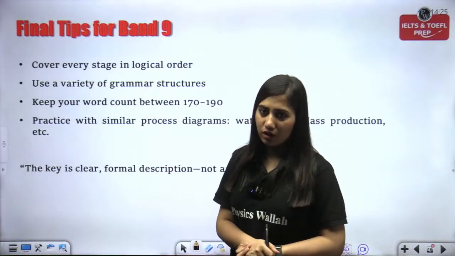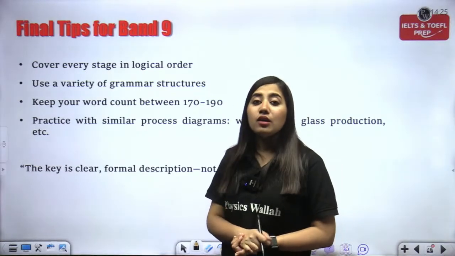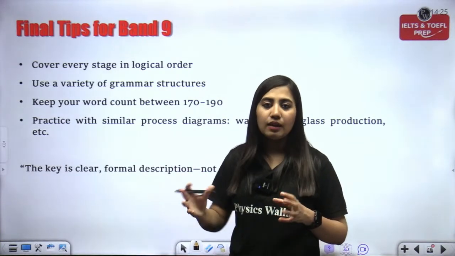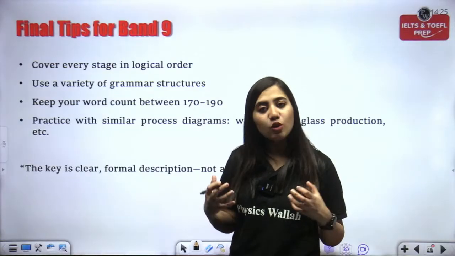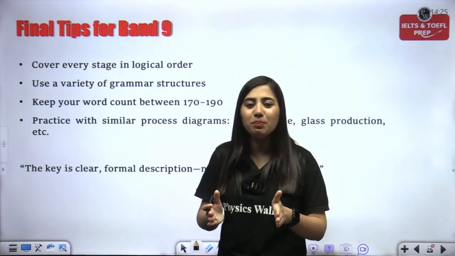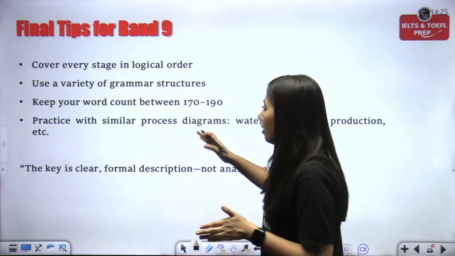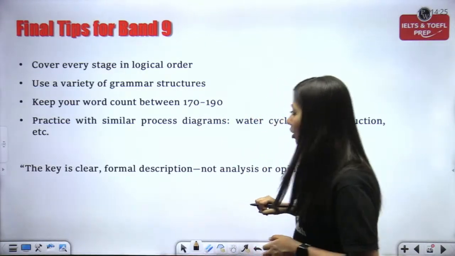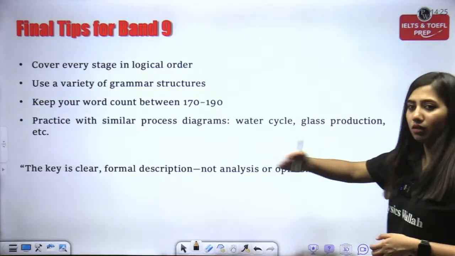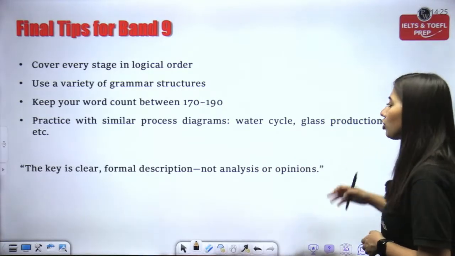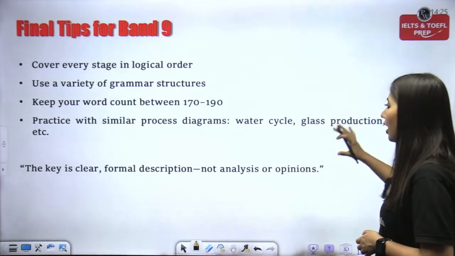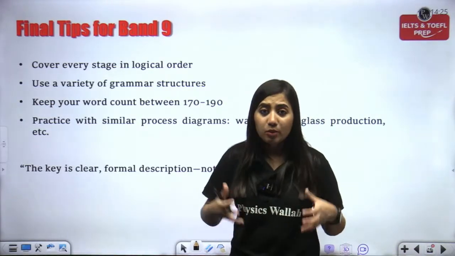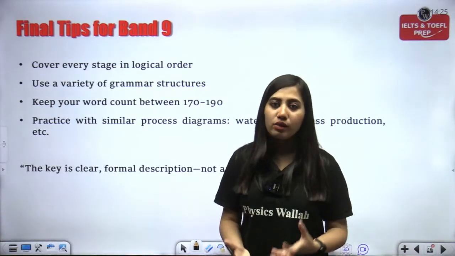150 is the minimum word count limit. But what I say is that if you write 200, 300 words, what comes in? Irrelevancy. Because that is also one of our parameters. So we have to keep it precise. 150 to 180 you must go for, and then practice with similar process diagrams. There are various kinds of process diagrams you can practice, water cycle, glass production, etc., so that you know whether you are able to understand the process properly or not.